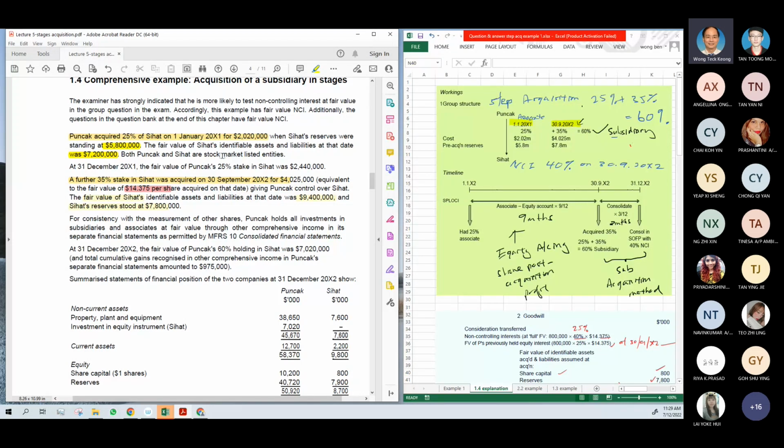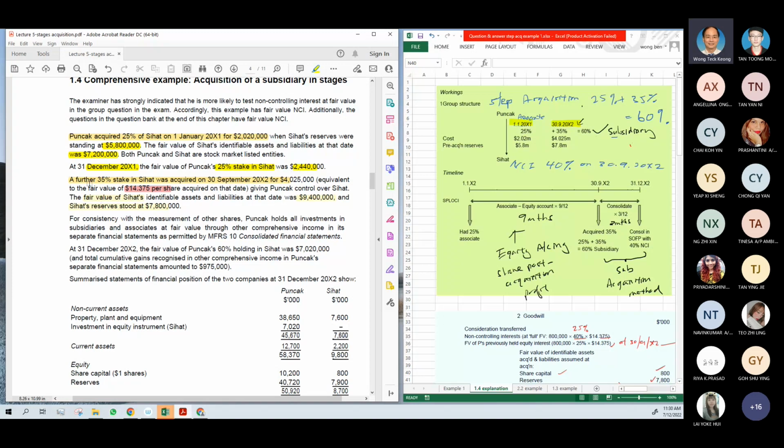Remember, we have two methods of doing consolidation. One, where we compare the net assets at acquisition and at consolidation to find out the post-acquisition profit. At 31st December X1, the first year, the fair value of the 25% stake in Sehat is 2440. This is the value they're telling you. If they bought at 2.02, now it becomes 2440, so obviously they make some gain if they sell it off.